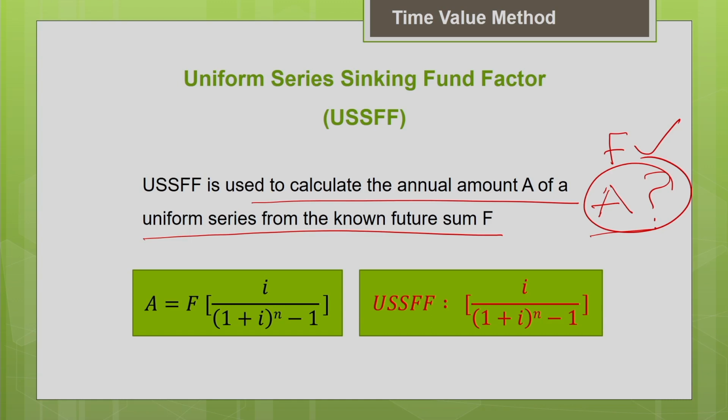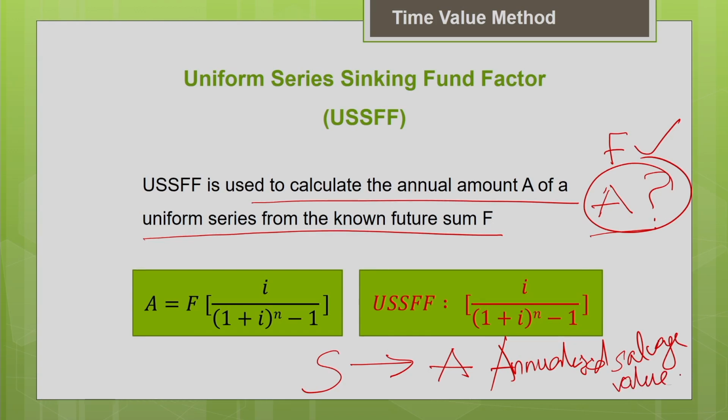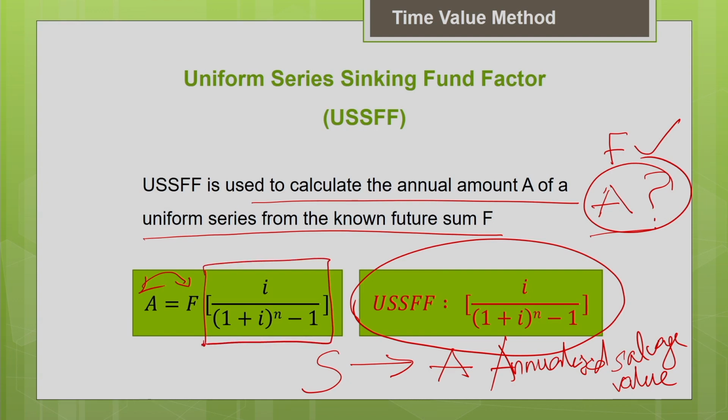You are going to convert the future sum into an equivalent uniform series A using this uniform series sinking fund factor. Now how are you going to use this in the ownership cost estimation? You know the future salvage value of the machine. Salvage value is the price at which you are going to sell the machine at the end of the useful life. You can convert it into an equivalent uniform series A, that is, the annualized salvage value, using this uniform series sinking fund factor. Here the A is made equivalent to F by this factor.